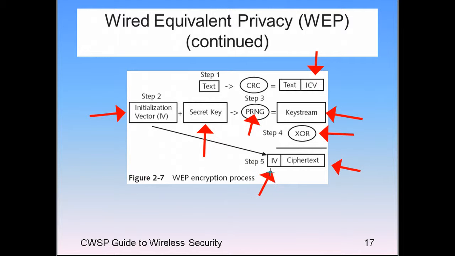We also have to prepend the initial vector, and that's going to be plain text. To send it to the other station, we need to send the initial vector. It was used along with the secret key in order to produce the key stream so that it can be decrypted at that location.